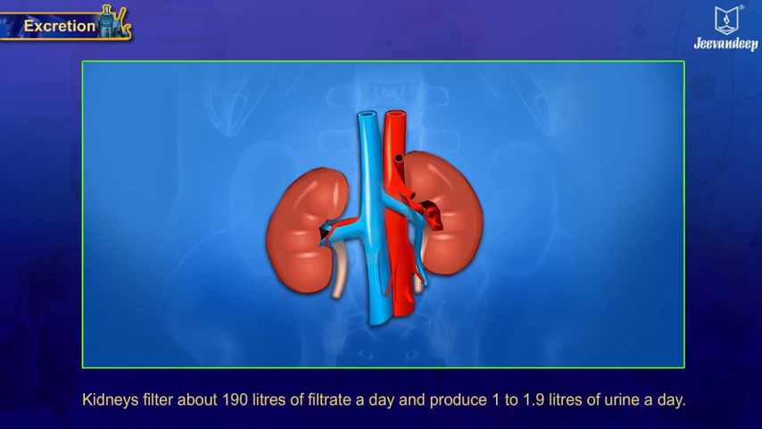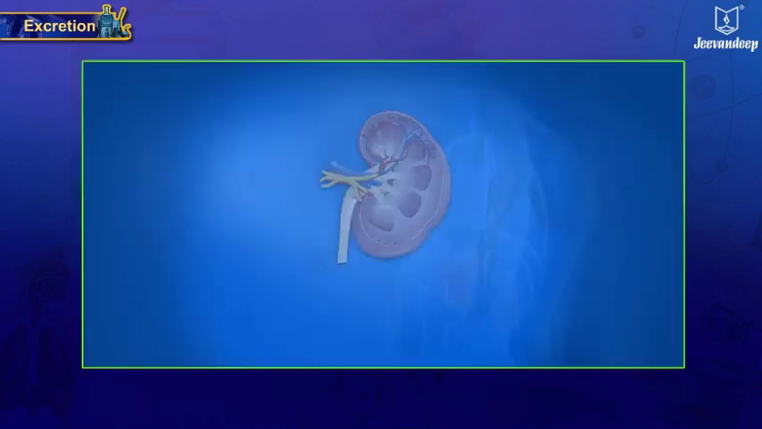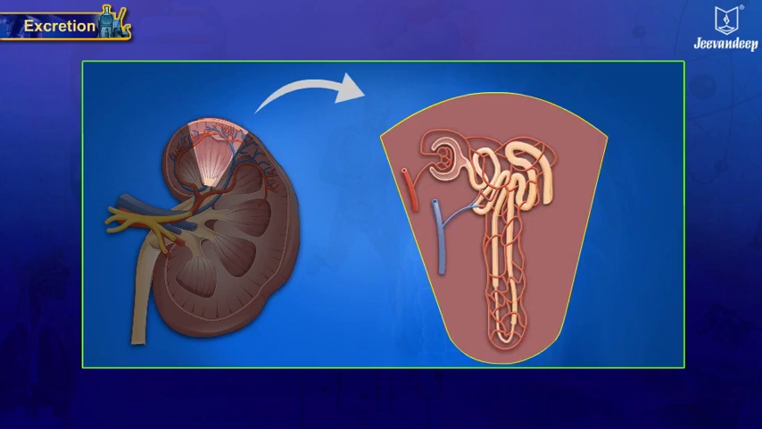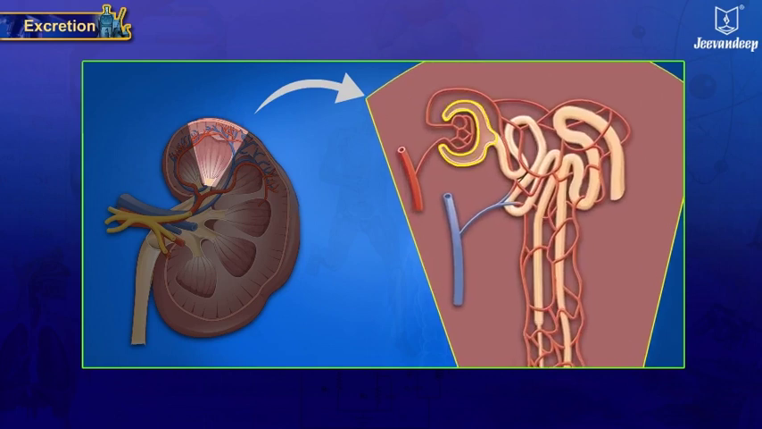Kidneys filter about 190 liters of filtrate a day and produce 1 to 1.9 liters of urine a day. The basic structural and functional unit of a kidney is a nephron. Each nephron towards its upper end consists of cup-shaped structure called Bowman's capsule, containing a bundle of blood capillaries called glomerulus.